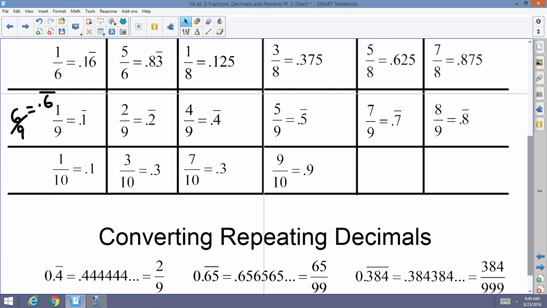Tenths, pretty easy. 1/10 is 0.1. 3/10 is 0.3. 7/10 is 0.7. Sorry about that. And 9/10 is 0.9.